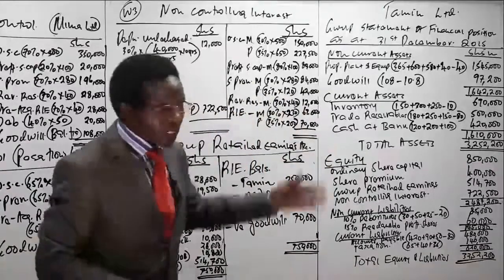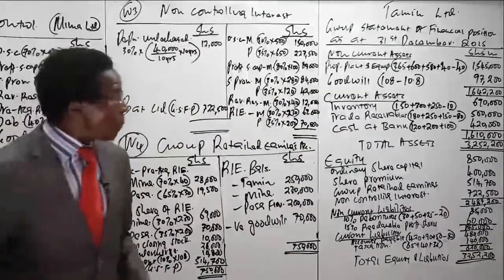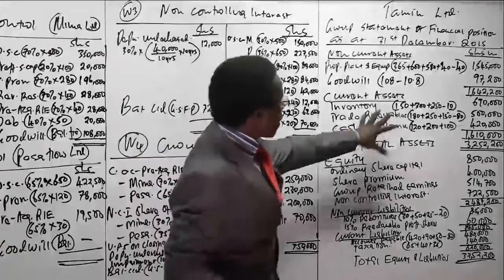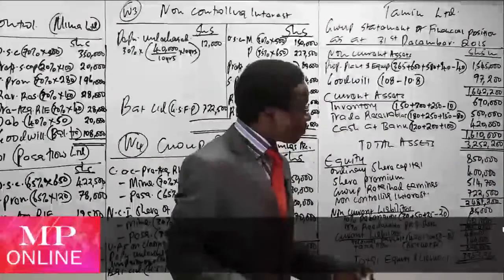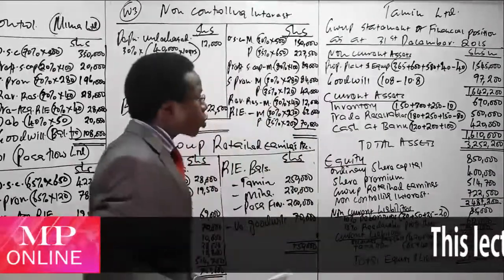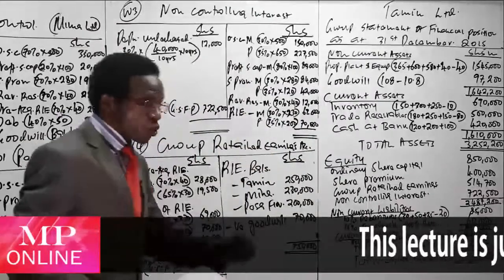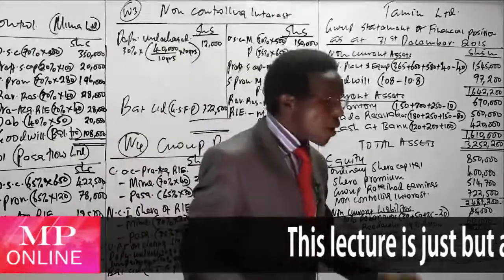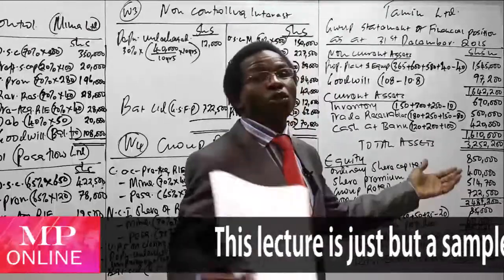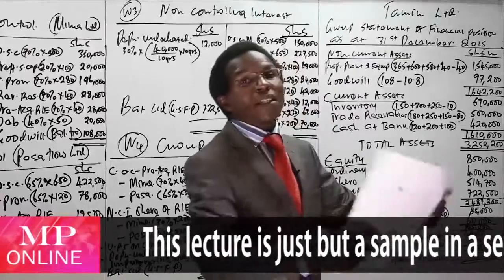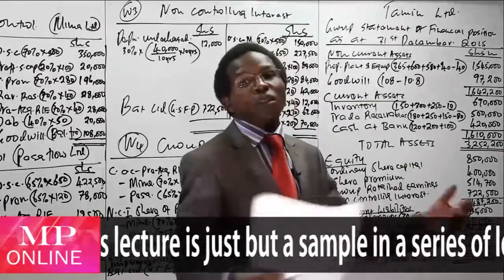So friends, you can see that's what we have come up with. We have consolidated and we have prepared a group statement of financial position in respect to horizontal structure, where we had a holding company with the 2 subsidiaries. We could have like 3 subsidiaries. We could have like 4 subsidiaries.